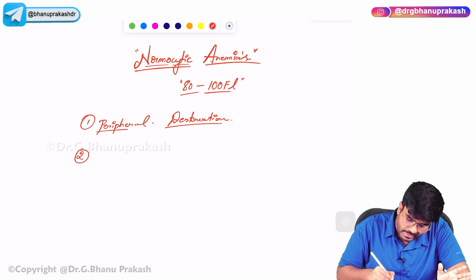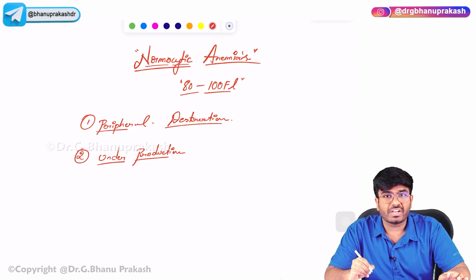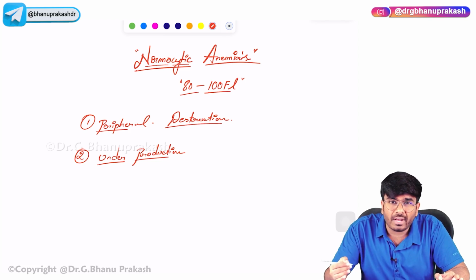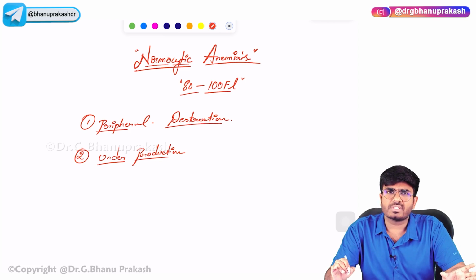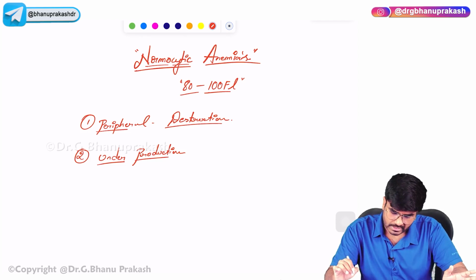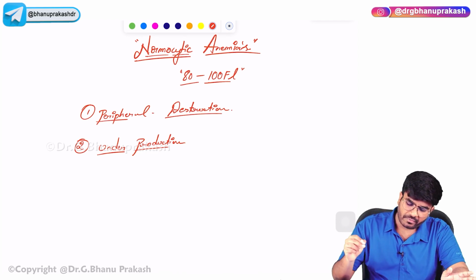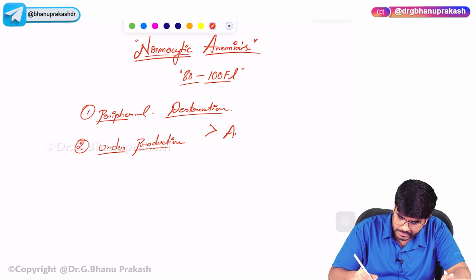The second problem is underproduction. This means the anemia is there because of a bone marrow functioning defect. The bone marrow is not properly functioning, so there is underproduction of RBCs. A small amount of RBCs is getting produced, and the size of the RBCs is maintained. So underproduction, a bone marrow defect. Both peripheral destruction as well as underproduction can lead to anemia.